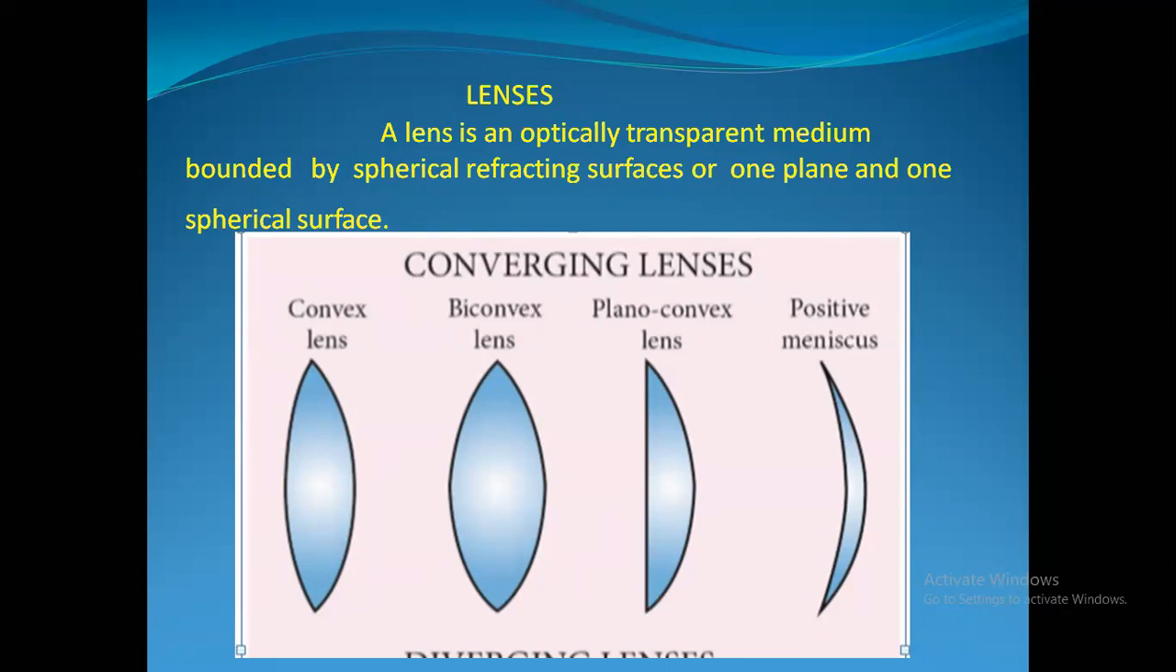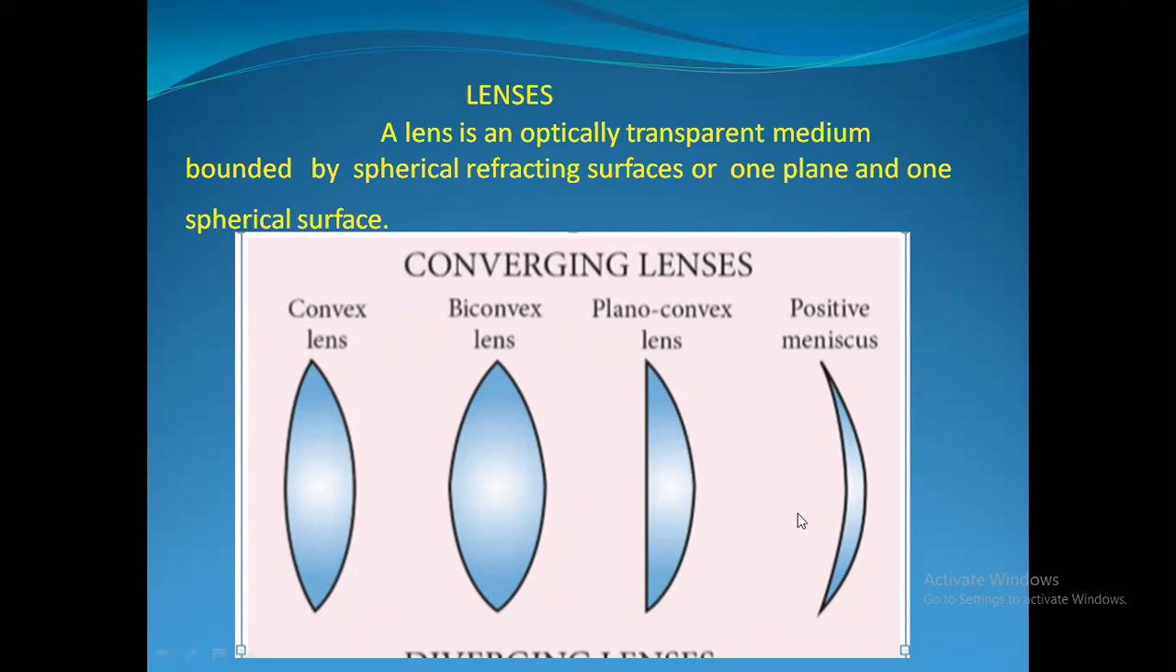Next, biconvex lens. In the biconvex lens, two sides are spherical. Next one is the plano-convex lens. Here you see the arrow mark. In the plano-convex lens, one surface is flat. This is the flat surface. The next surface is the spherical surface.